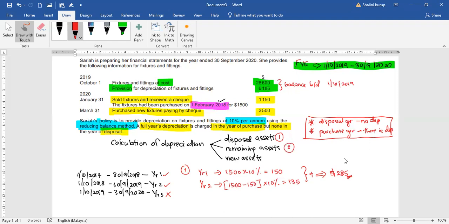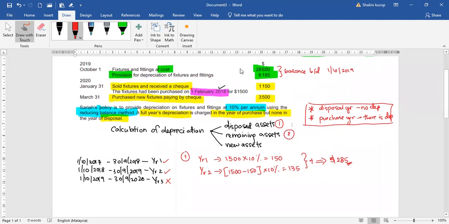Number two, very simple. For number two, the remaining asset, you have 28600. Please bear in mind that for this 28600, you have to minus the asset that you have disposed. So your new cost is 28600 minus 1005, and you get 27100. This is your new cost that is still remaining with you.